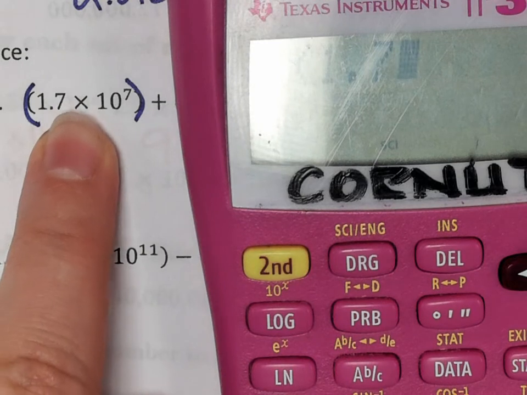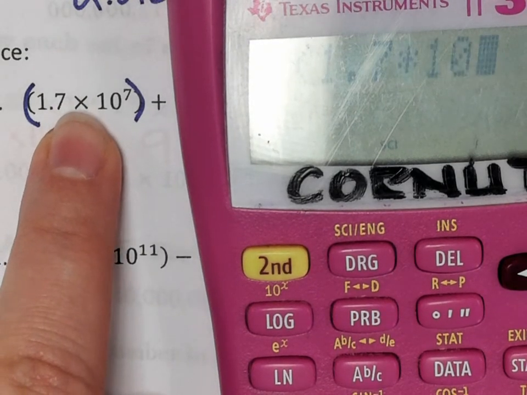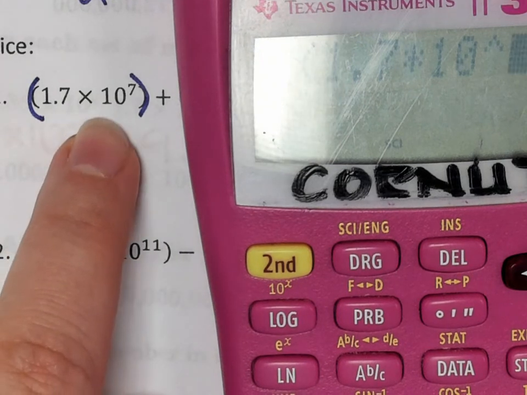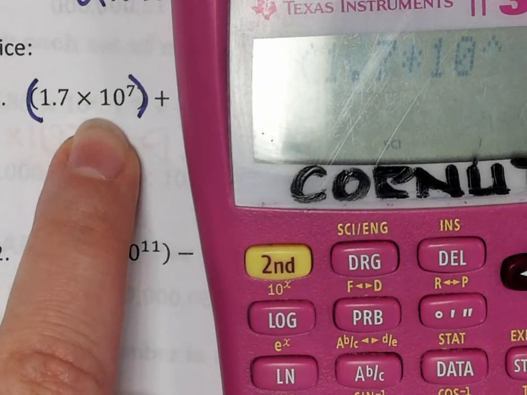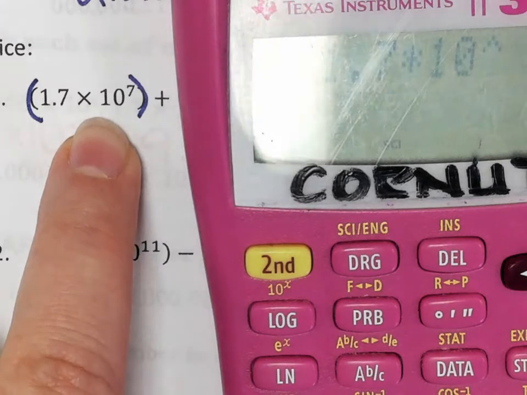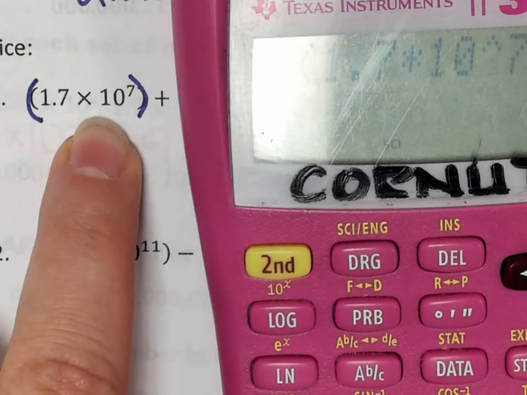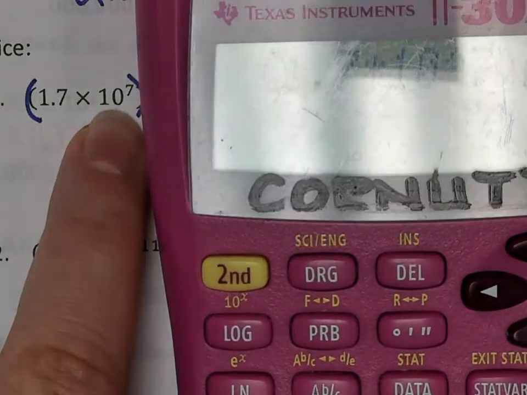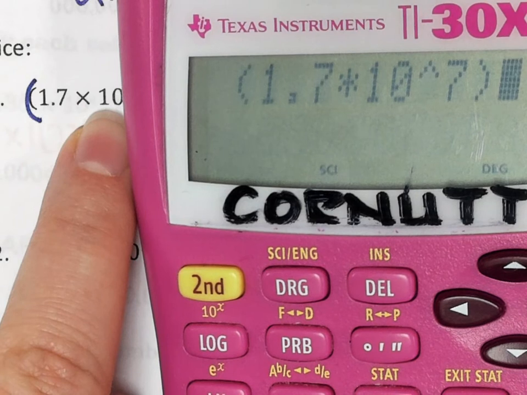1.7 times 10. We're plugging in practice problem number 1. Remember, how do we do to the 7th power? Yep, that arrow pointing up to the 7th power. Close parentheses. Okay, so that's the first number. That's my first number plugged into my calculator. Does yours look like mine?